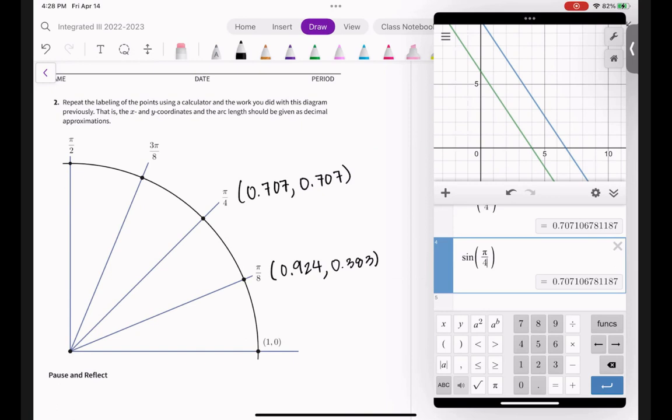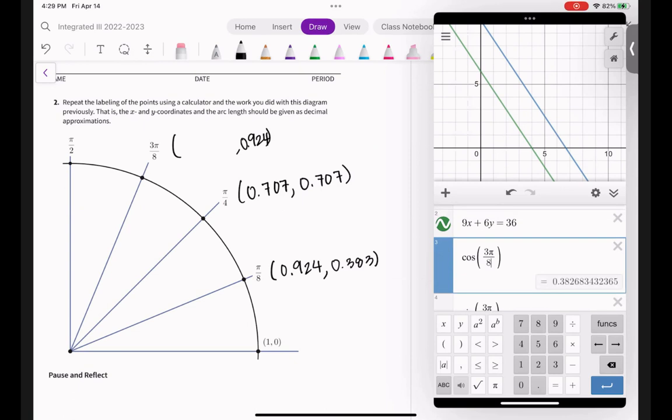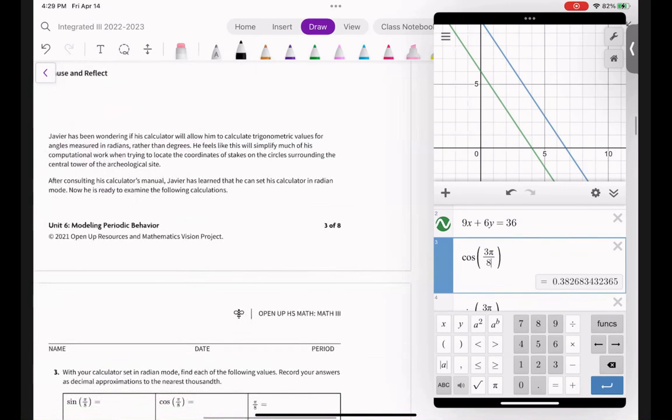Okay, so I'm going to do the next one, which is 3 pi over 8. So 3 pi over 8 is going to, oops, that's my y. So let's do 0.924. And then let's do this down over here. This is going to be 3 pi over 8. And that's 0.383. Okay, and then this is going to be the same as 0, 1. Okay, so there goes that.